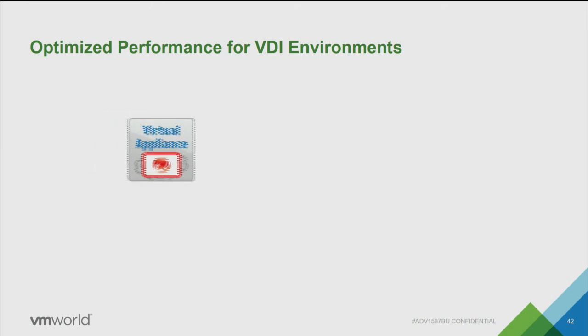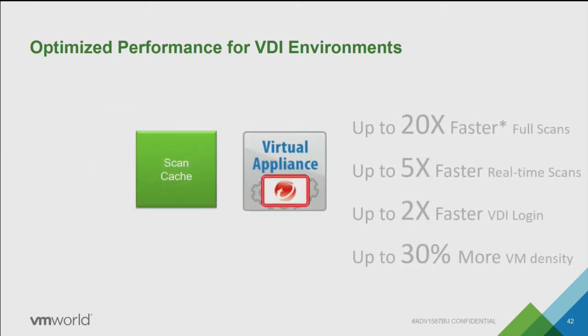With this, you're able to increase your consolidation ratio in your VDI environment, and we see numbers such as up to 20% faster full scans, up to 5% faster real-time scans, and up to 30% more density, or more VDI desktops within an environment, where you no longer have a thick agent running on each of your desktops. This makes your infrastructure much more efficient, and also makes managing antivirus on your desktop infrastructure much more efficient operationally.